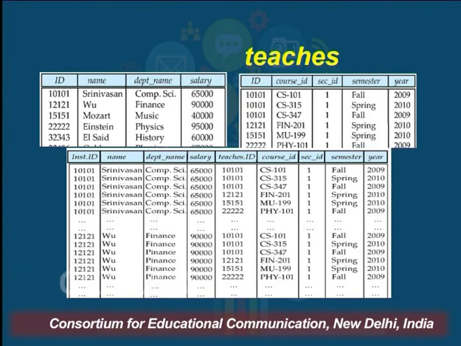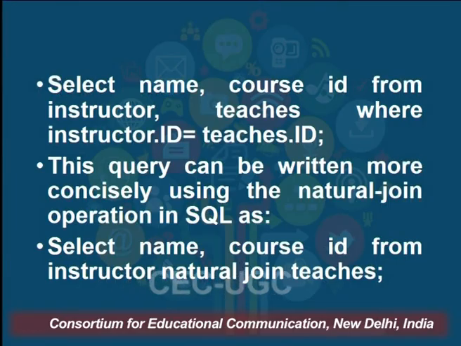So, natural join will consider only those tuples which are having common value of the attribute ID. Now, how are we going to write the query? While writing the query, we need to take it as select name, course ID from instructor natural join teaches. As you can see on the screen, it is select name, course ID from instructor natural join teaches.